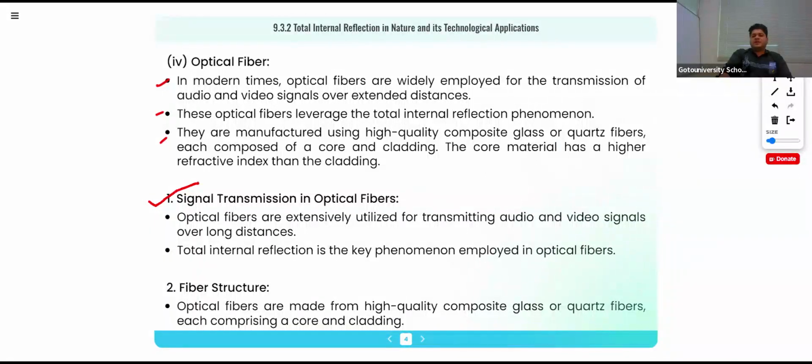Signal transmission in optical fiber. Optical fibers are extensively utilized for transmitting audio and video signals over long distances. Total internal reflection is the key phenomenon employed in optical fiber. Then we have fiber structure. How are fibers made? Optical fibers are made from high quality composite glass or quartz fiber, each comprising a core and cladding.